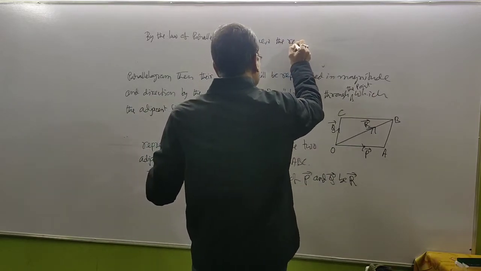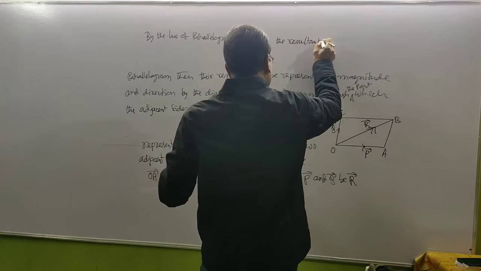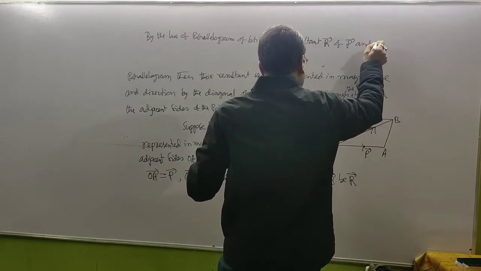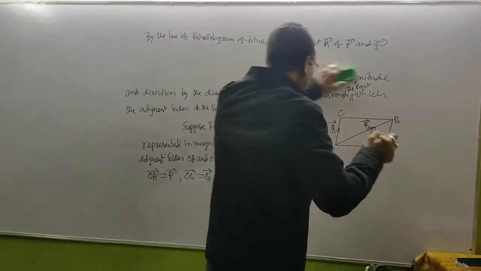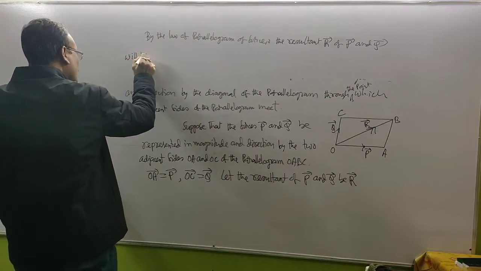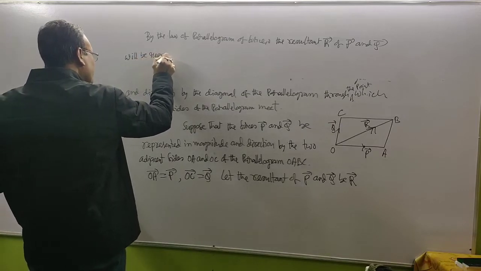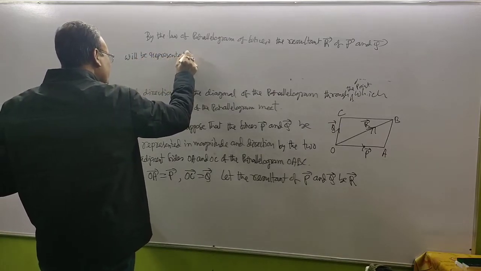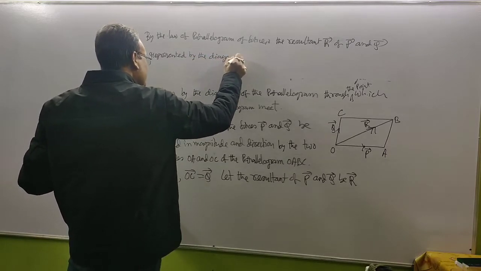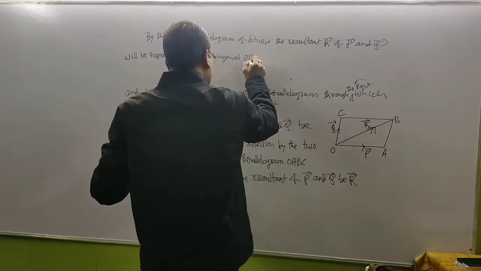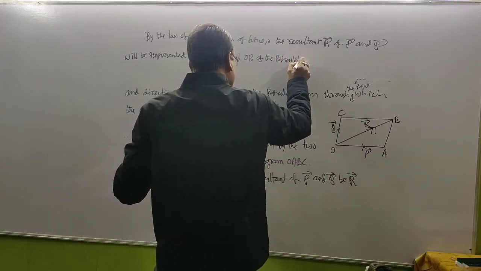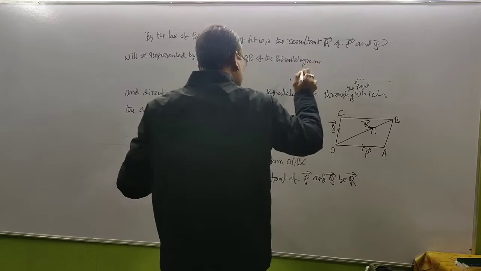The resultant R vector of P and Q will be represented by the diagonal OB of the parallelogram OABC.